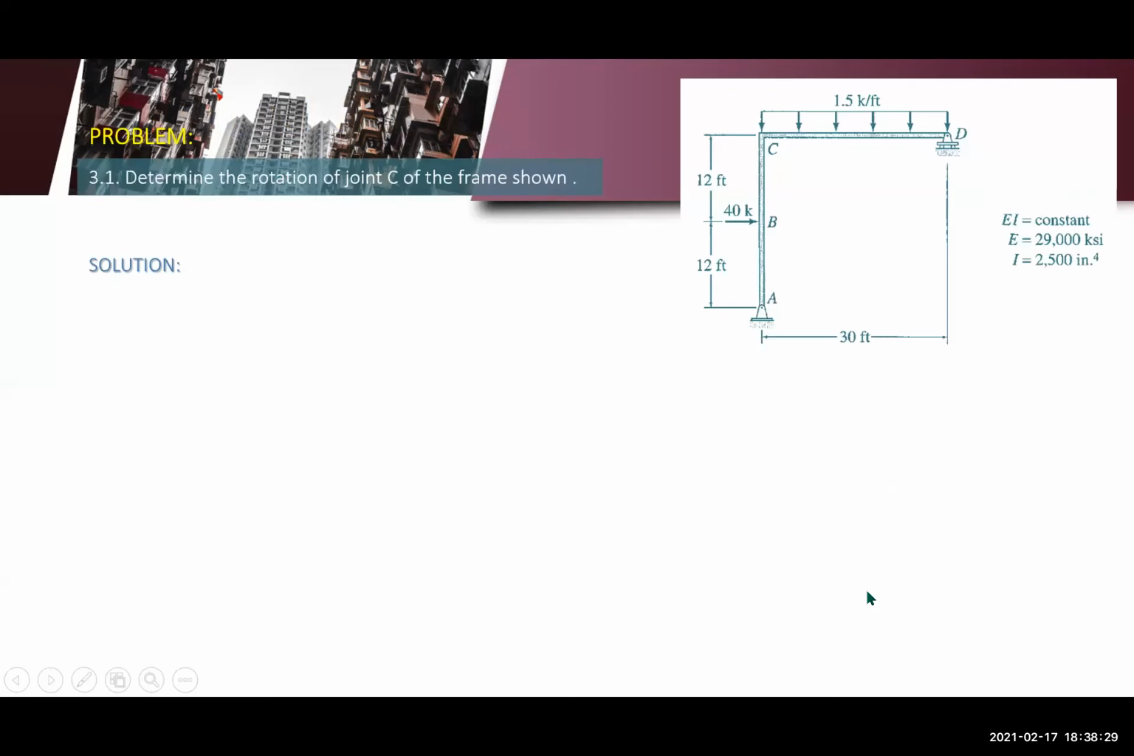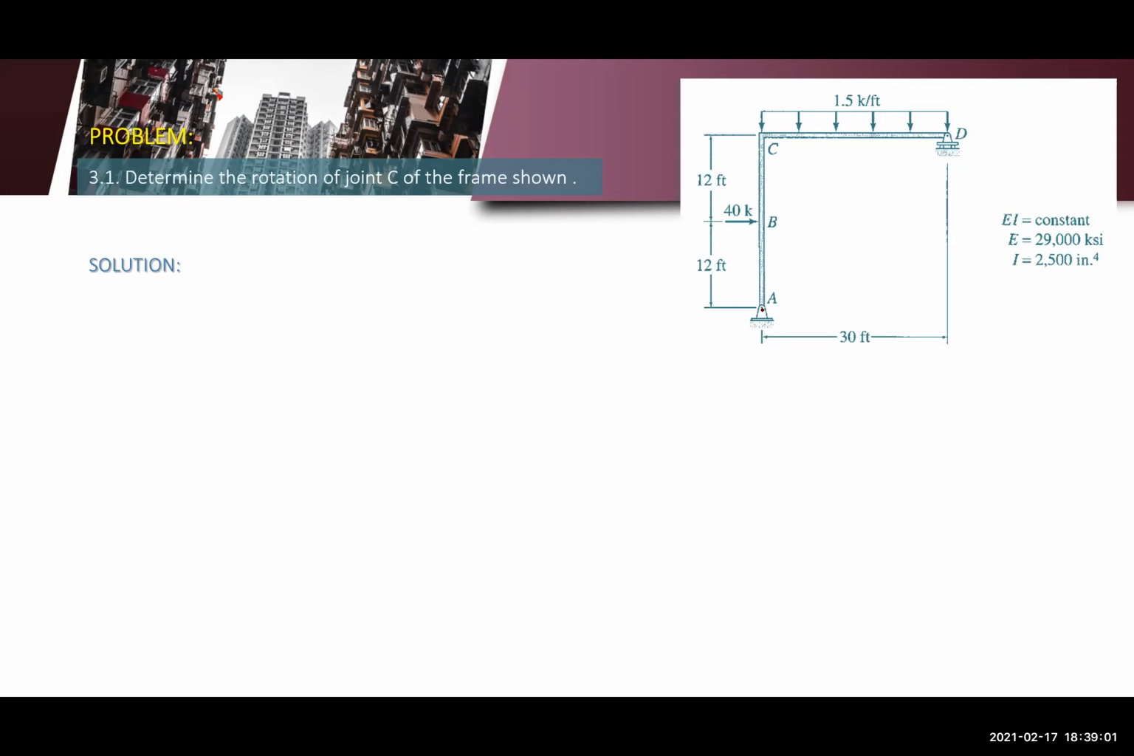Okay. So first, determine the rotation of joint C of the frame shown. So rotation, ang ilalagay natin is a unit couple. Again, same lang nun. First step is, tingnan nyo muna kung ilang segment ba nahati yung frame.